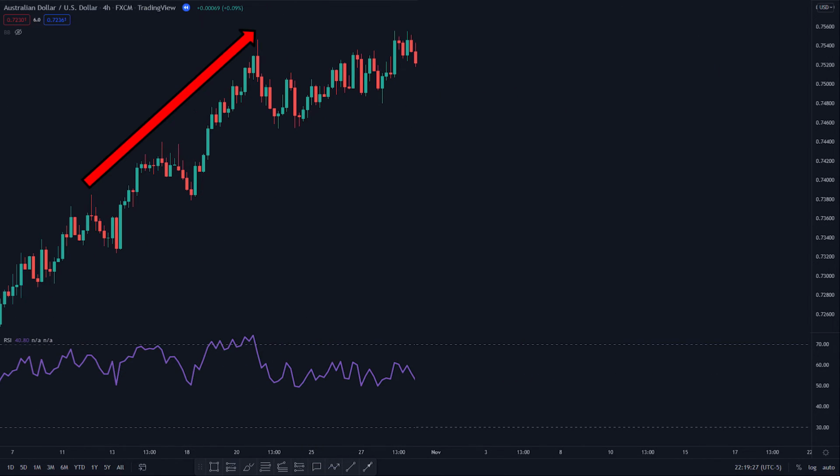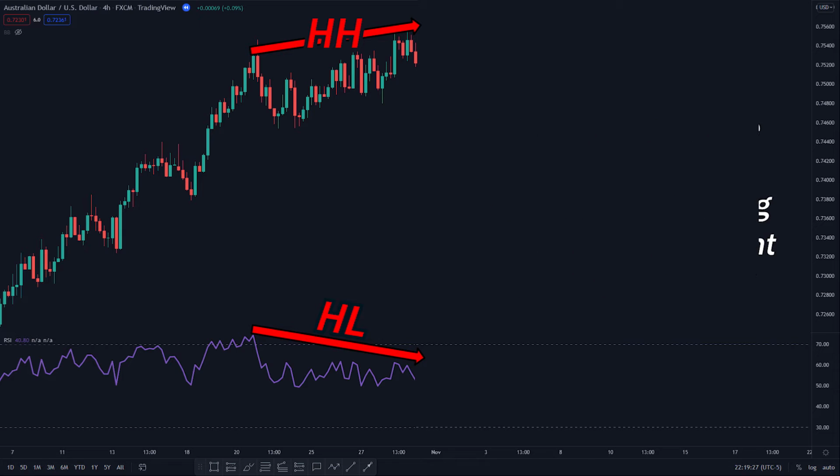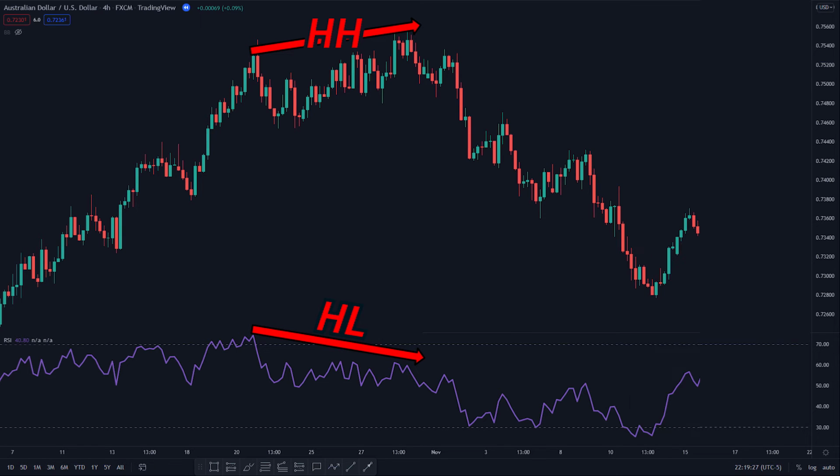Normally, an asset's price and the RSI lines go in the same direction, but if, for example, an asset is showing higher highs but the RSI indicator shows higher lows, we call this a divergence. Divergence is when the asset's price and the RSI line stop correlating and start going different directions, or diverging. This signals that the price is exhausting and is willing to reverse from where it is.